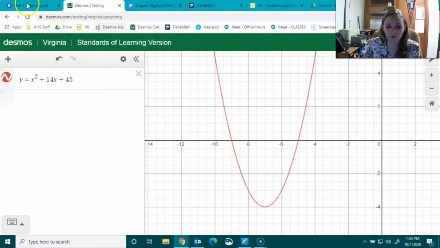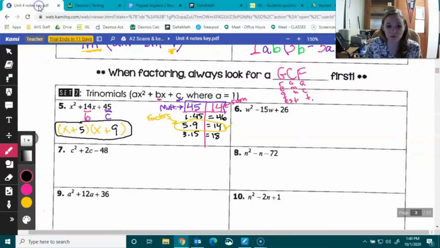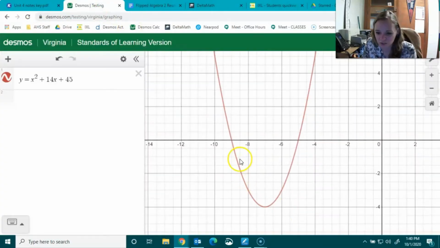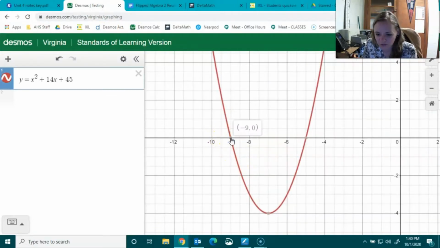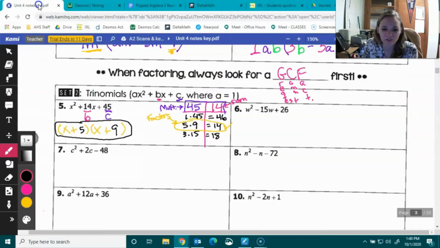All right, and then we, of course, are looking for the solutions, because that's where factoring is going to help us. Let's look at the solutions on this. So right here, I have solutions of -9 and -5. In terms of factoring, what did I get? +9 and +5. So it's the opposite. And that's the tricky part of checking your answer in the calculator, is that they're the opposite signs.